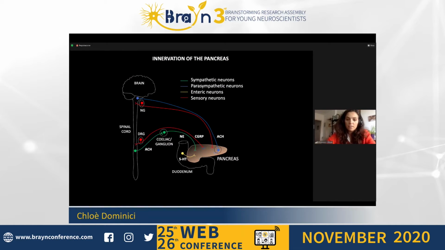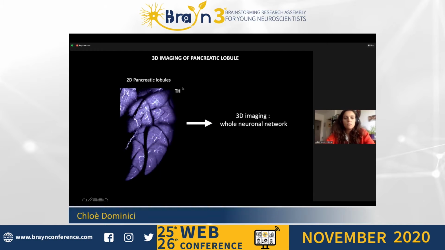The pancreas is innervated by all the different systems of the peripheral nervous system. You have the sympathetic neurons in green, the parasympathetic in blue, the sensory in red, and the enteric system. Here I will only show you the results that I have with the sympathetic system, which can be very easily immunolabeled with tyrosine hydroxylase, an enzyme involved in the synthesis of noradrenaline. Here you can see 2D sections of a piece of pancreatic lobule with the TH staining.